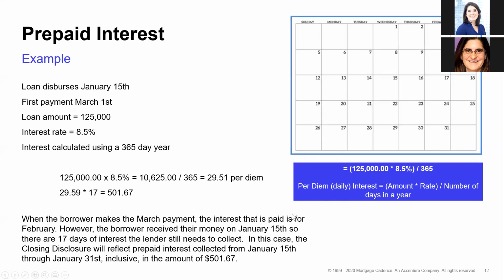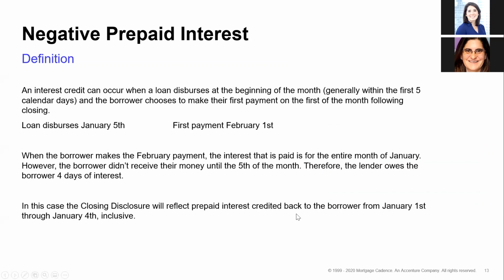Let's reverse it before we do an example. A practice. What about an interest credit? What are those all about? Well, usually it's only allowable if you close and disburse within the first 5 days of the month, but let's take the same kind of example. Instead of January 15th, the loan disburses January 5th. And instead of a first payment in March, we have it as February 1st.